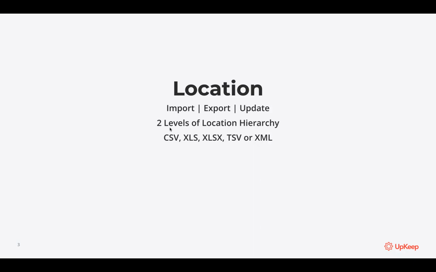There are 2 levels of location hierarchy as well. So you have a primary location as well as a sub-location. A primary location would be the main building, plant, or facility, and the sub-location can be anywhere from a room, a floor, a zone, or anything of that matter. And these are the available files that you are able to use to import as well. But we're going to now go into the Upkeep system and show you how to import for the first time.